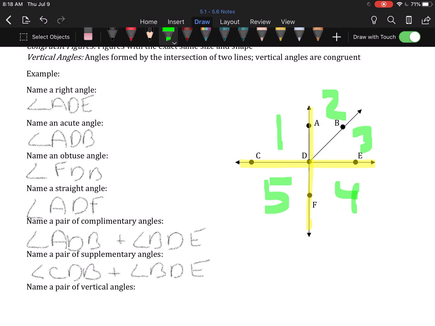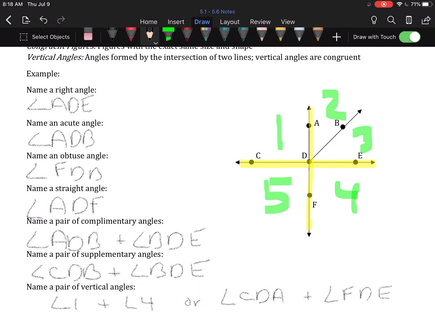Vertical angles are opposite of each other. They must be the same measurement. The pair of vertical angles here, the way I've numbered with the numbers, are angles 1 and 4. Naming those properly, those would be angle CDA and angle FDE.